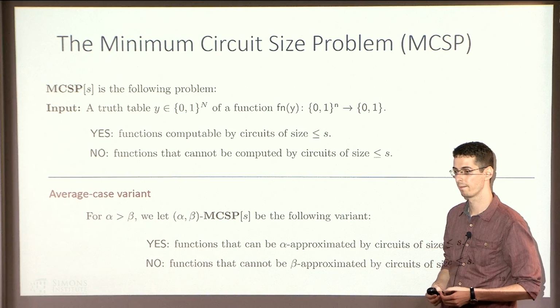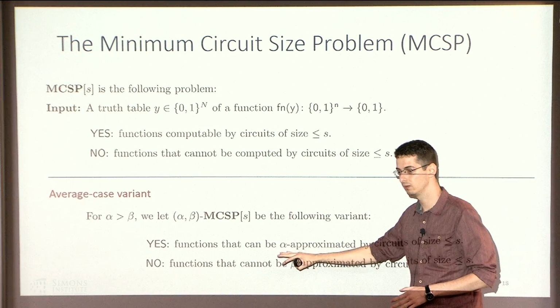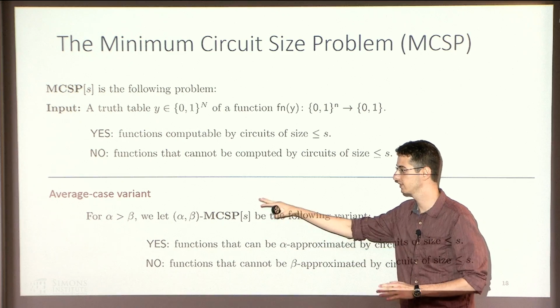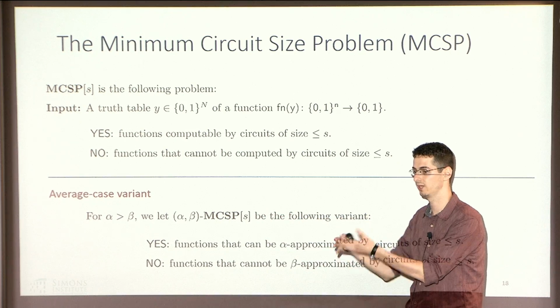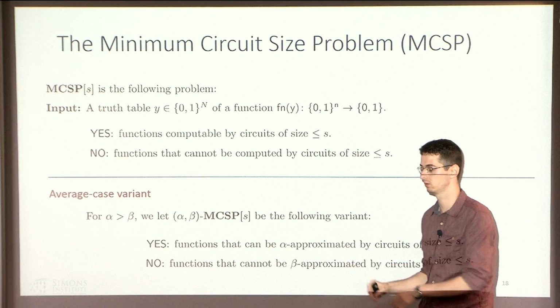Is this an average case variant or a gap variant? This is going to be a promise problem because you have these functions between alpha and beta. But when I say average case, it's just the notion of complexity for strings when I define the problem. So this is a worst case promise problem.